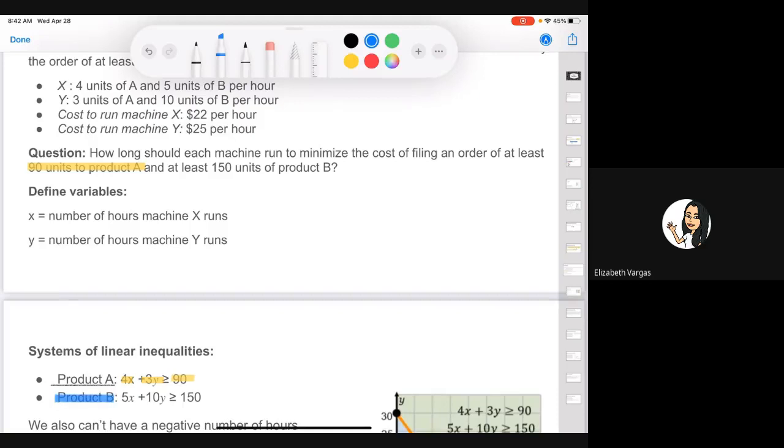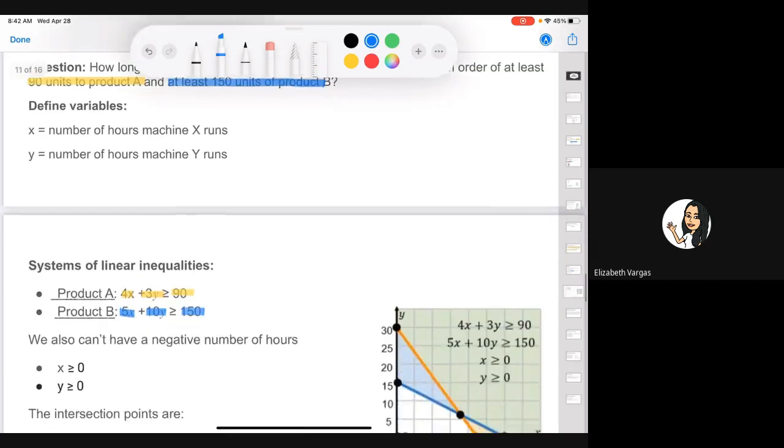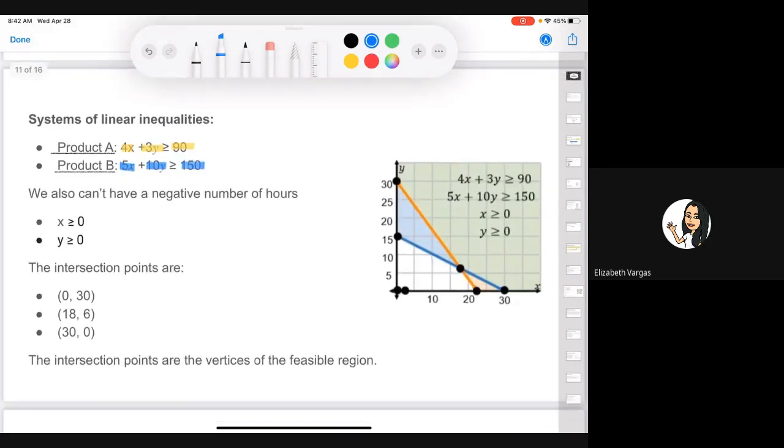Now I'm going to look at product B. So product B, I know I want at least 150 units of product B. That's where I get that. And I know that machine X creates 5 units of product B, and machine Y creates 10 units of product B. Okay, so that's how I get this constraint. I also know that I can't have negative hours, because I do have to run that machine a couple of hours. So I cannot have negative hours. I have to have something greater than or equal to 0.